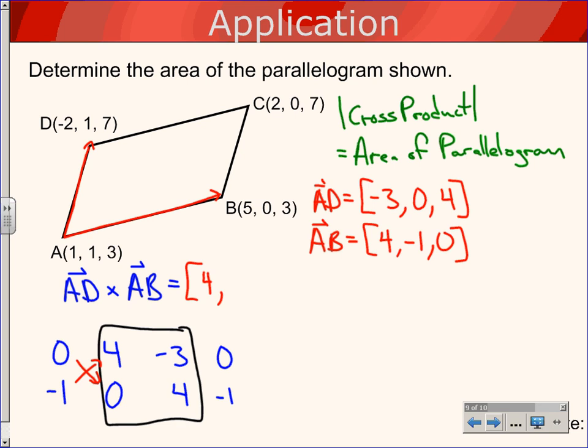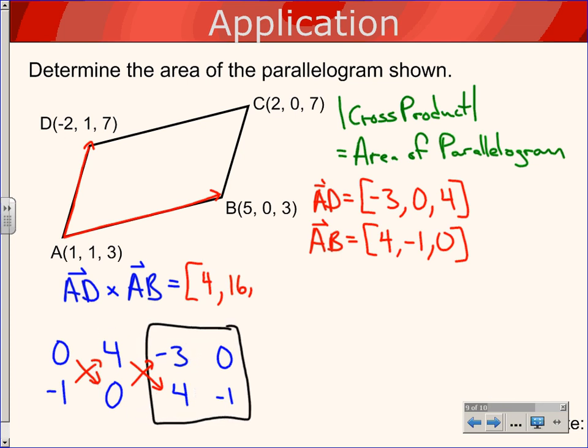0 take away negative 4, which becomes a positive 4. Next one. This looks a little bit easier. 16, take away 0. It's just 16. 3, take away 0 is just 3. So the cross product itself is 4, 16, 3.